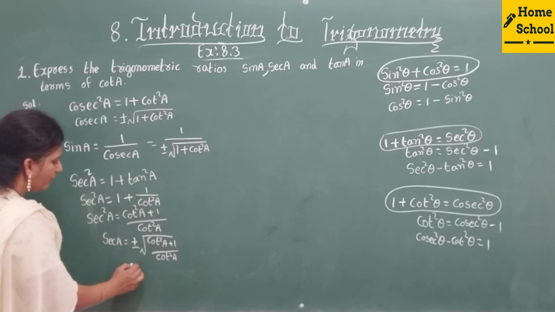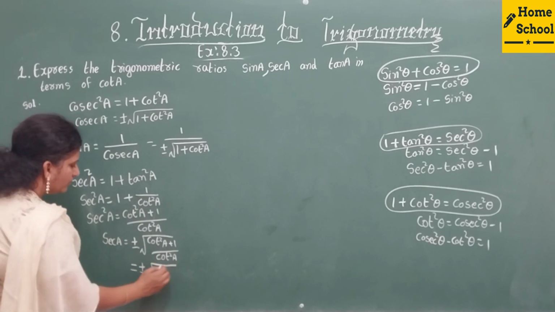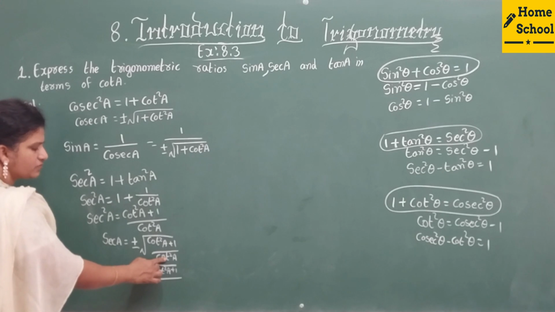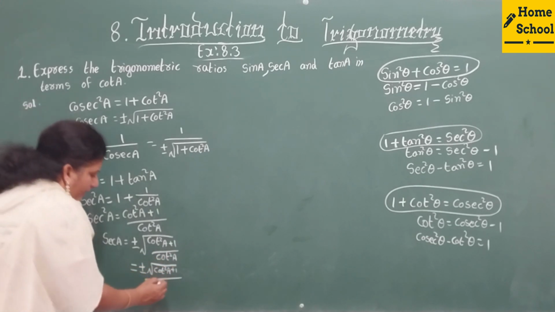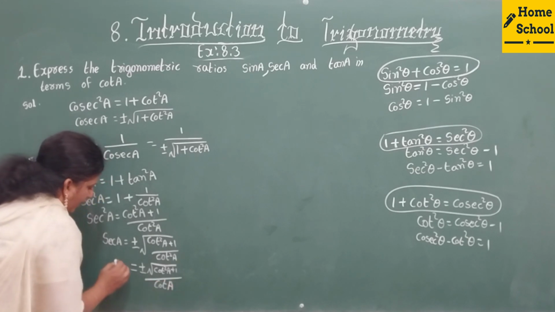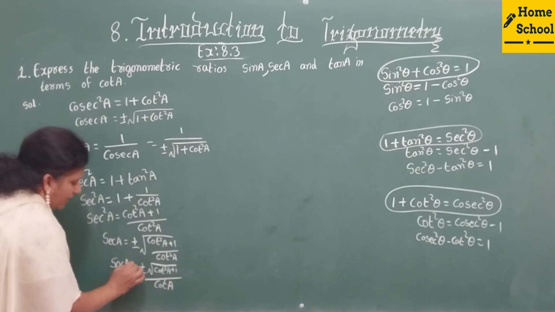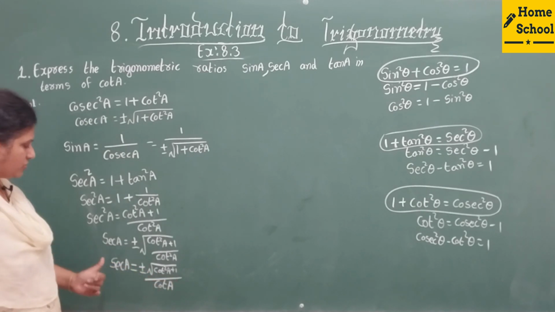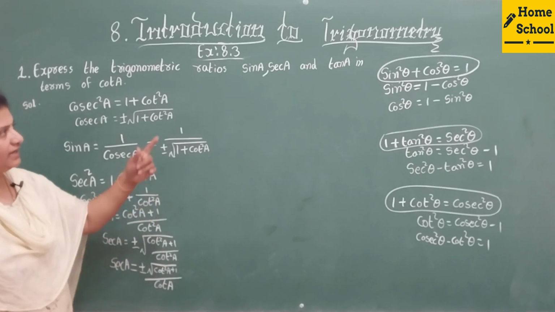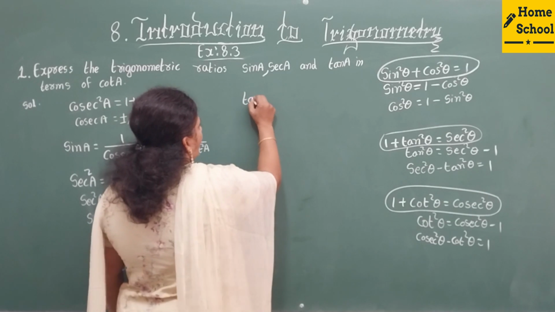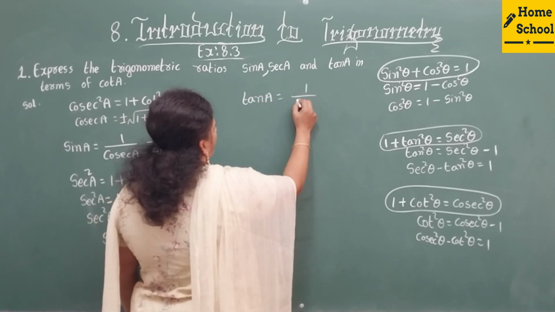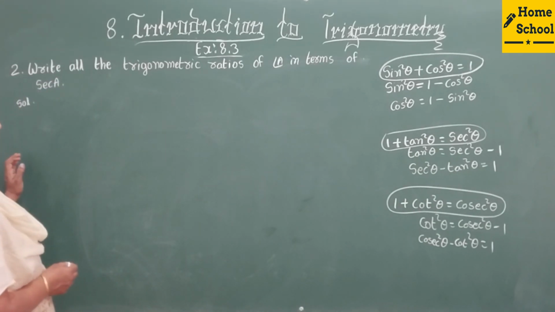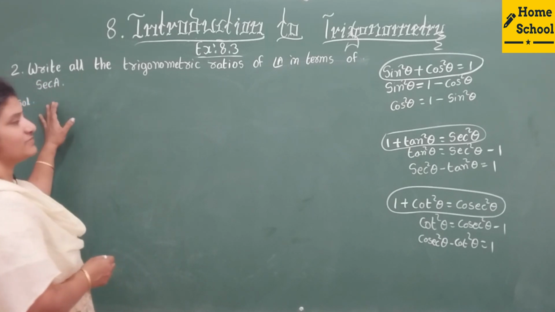So here when I split the root, square root of cot square A plus 1 by square root of cot square A is nothing but cot A. So write that one only. Therefore, secant A is equal to plus or minus square root of cot square A plus 1 by cot A. So, secant A in terms of cot A is written. And the next one is tan A. Tan A you can directly write: tan A is equal to 1 by cot A. That's it.